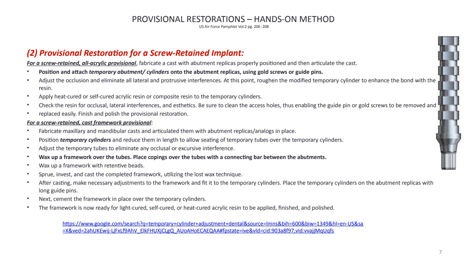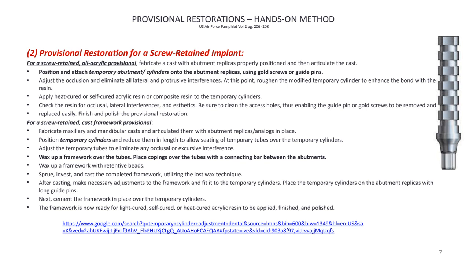So for a screw retained all acrylic provisional, we have to fabricate a cast with the abutment replica, properly positioned, and then articulate the cast. And this is exactly how we start any case when we're talking about doing provisional restoration. We always have to fabricate the cast. We can also use soft tissue casts, so it's much easier to mimic the natural gum of the patient. So it's easy to do the provisional restoration to fit exactly how it is in the patient's mouth, with how the gum is presented at the time.